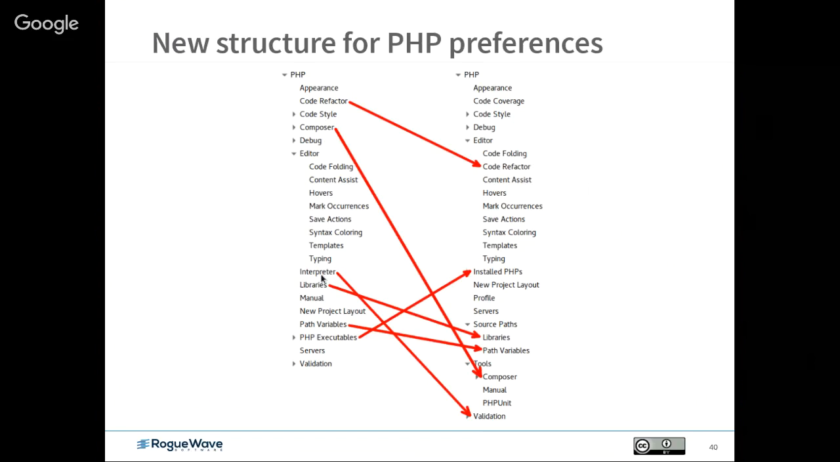The interpreter settings is now under validation because more or less it was used for validation. This is the preference page where you specify what is the PHP version that your project is based on, for example, 5.6 or 7.0, and based on this version, you get syntax validation. The libraries and path variables are now grouped in a preference page called source path, and the PHP executables is now renamed as installed PHPs.